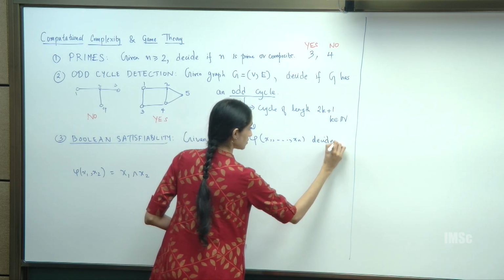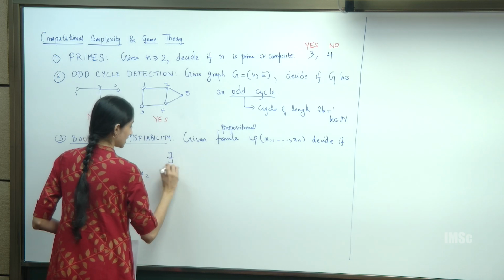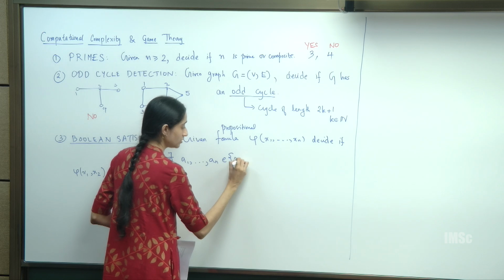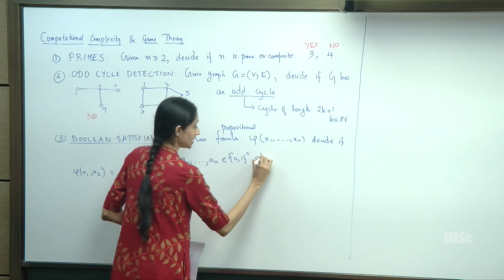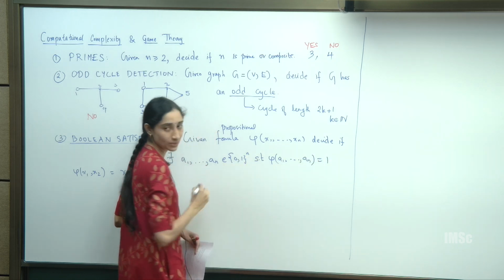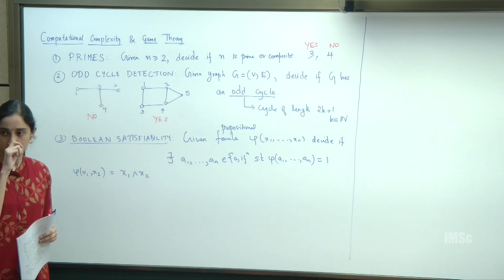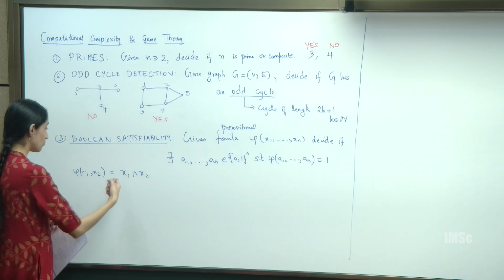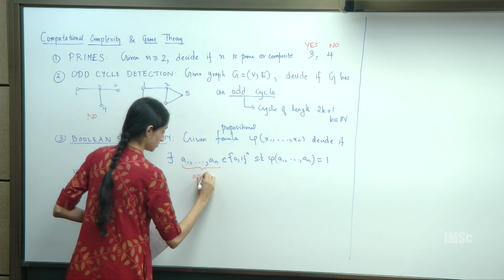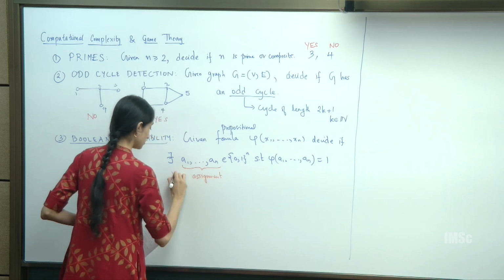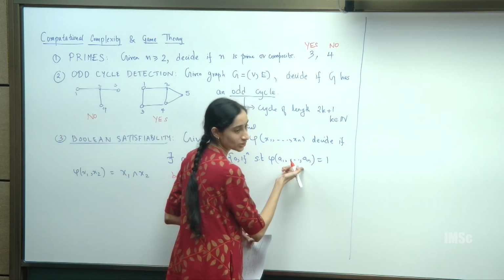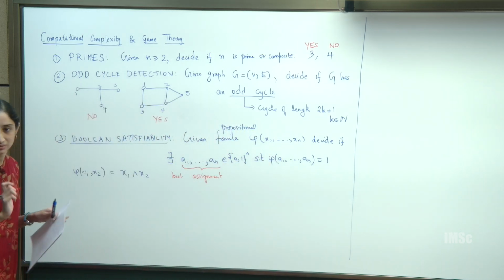Decide if there exists a Boolean assignment. So I want to decide if there exists a1 to an, where each of these are Boolean, such that if I substitute a1 to an in the place of x1 to xn, the formula evaluates to true. Right. So what is an assignment? So this here is called a Boolean assignment, because it's taking values in 0, 1. Right? And you call this satisfying because if you substitute a1 to an in the place of x1 to xn, you are getting 1. Right?